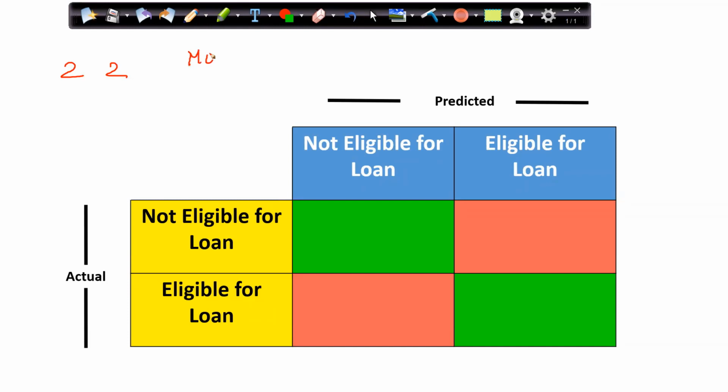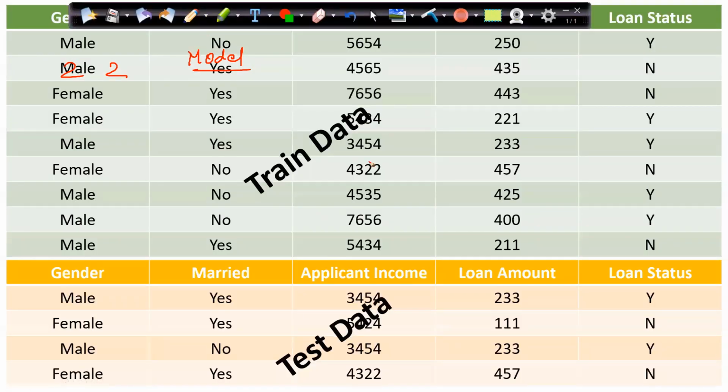And as per my model, let's say there are 2 correct answers. What are they? This one is Y, and as per my model also Y. This is N as per my model, and this is also N as per my model. So there are 2 correct answers, this and this. When I say this is correct and this is correct, how will I represent that in the confusion matrix?